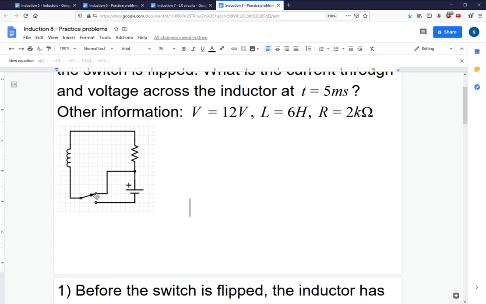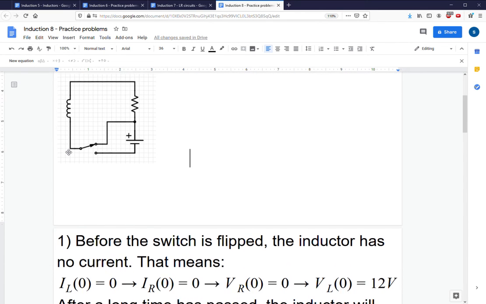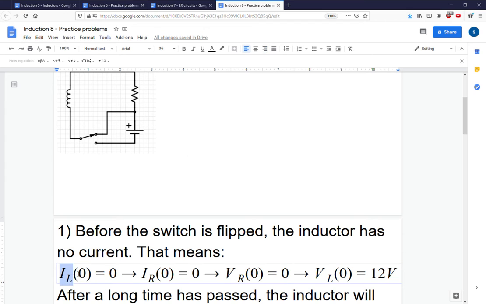So after a long period of time with nothing driving it, there's nothing going on in the circuit. And then suddenly the switch is flipped. Now the switch is flipped, but an inductor still keeps its old current. So before the flip, the current in the inductor was 0 amps. After the flip, the current in the inductor is 0 amps. So we can say that the initial current in the inductor is 0.